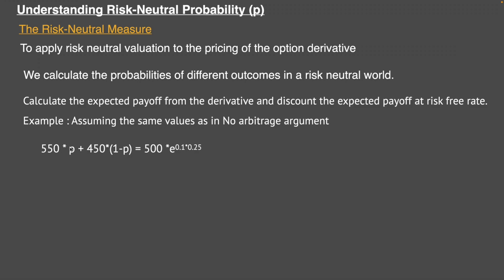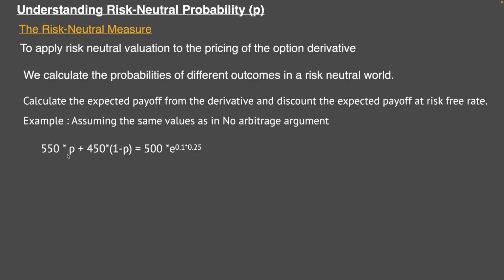So P is nothing but the probability of the underlying value moving from 500 to 550. Similarly, D is 0.9. So when we multiply 500 into D, that is 0.9, that is the down move which is going to happen. So it will be 450, and 1 minus P is the probability that the underlying stock price S0 moves from 500 to 450.